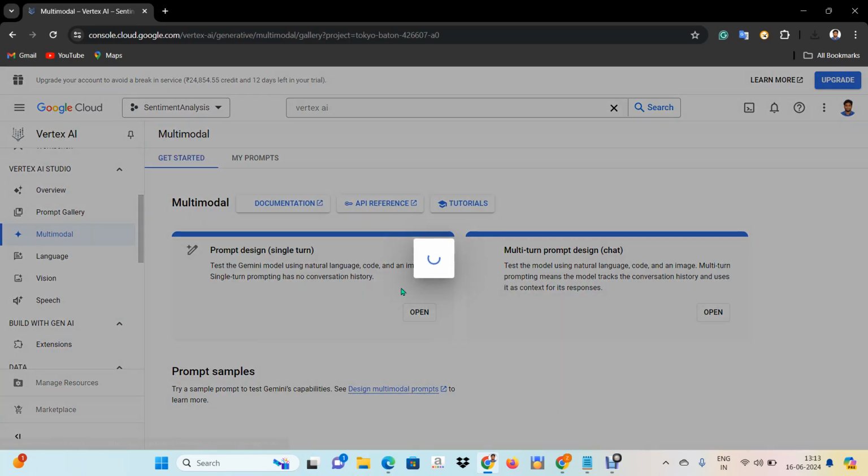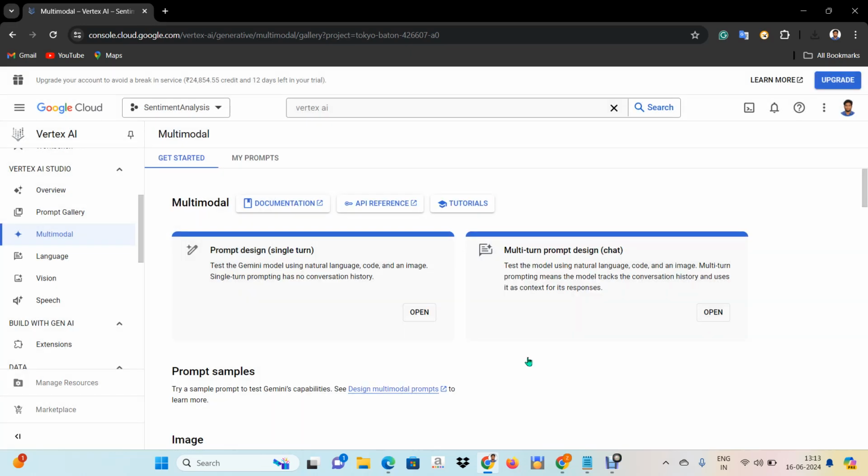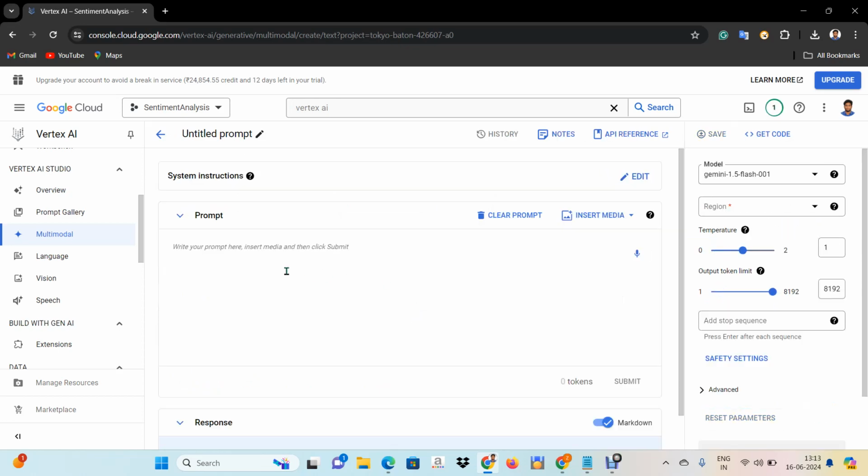Because we are going to ask a question. Basically, like in ChatGPT, you would be asking a question. ChatGPT is nothing but an LLM. Similarly, here we are going to use one of the LLMs, and you can see we have something called prompt design. As soon as I click on open, here it is asking me to provide whatever information I want.